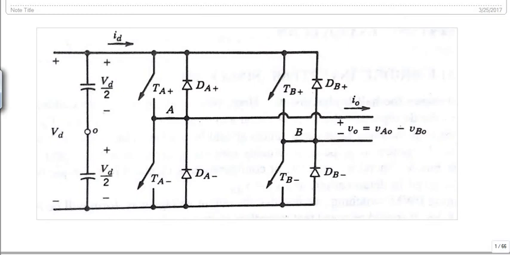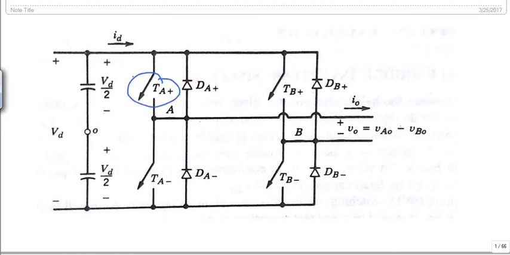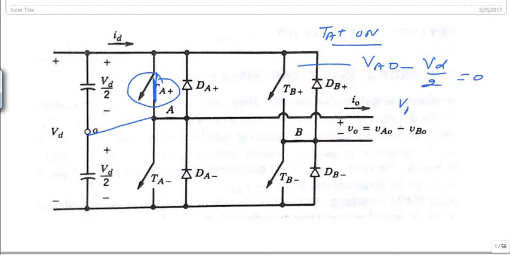Before proceeding further, I would like to know what happens if this TA plus is on. When TA plus is on, we have a short circuit. So what happens to this voltage VA0? When TA plus is on, applying KVL in this loop, VA0 minus VD by 2 must equal 0, so VA0 will be equal to VD by 2.